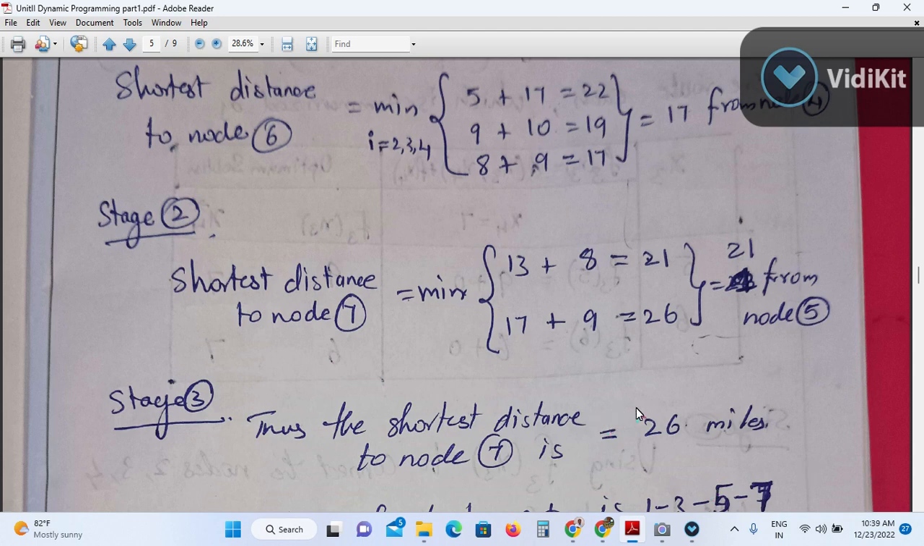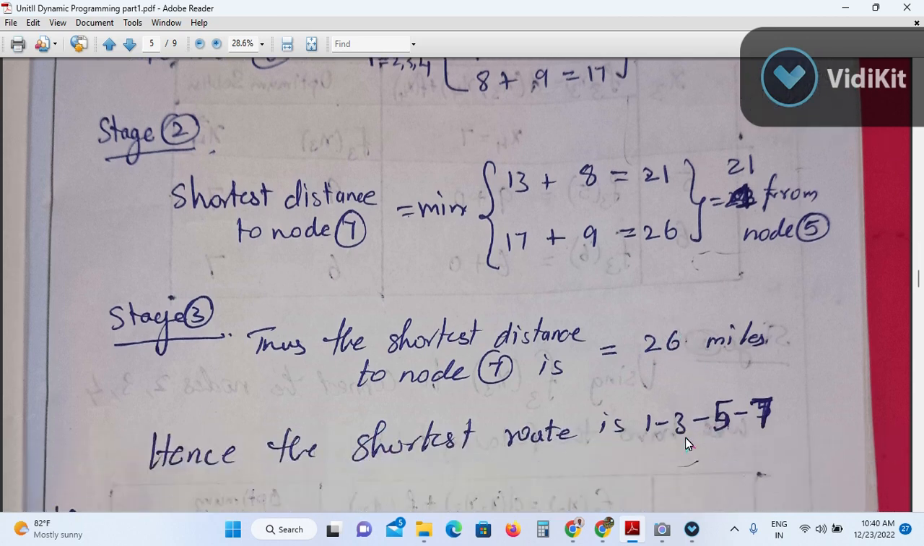So the conclusion is that the shortest distance to reach node 7 is 21 miles. Sorry, I wrote this wrongly. This is not 26, it is 21 miles. This is 21 and not 26. Please correct it.